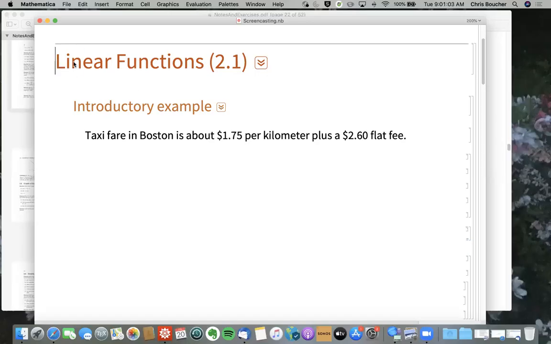This video is about linear functions and graphs of linear functions, which is section 2.1 and 2.2 in the book. We may not get through all of the second section.